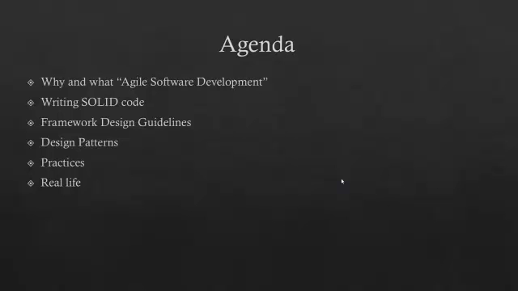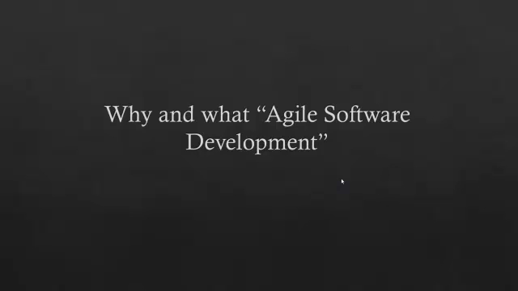Some of the Gang of Four patterns are explained here, and some practices. So things you should do when you create code, when you write code, create applications. And then I'll head over to a few real life examples to just explain how these solutions and these examples would have been better if design patterns were actually used. So let's first start with why and what agile software development is.